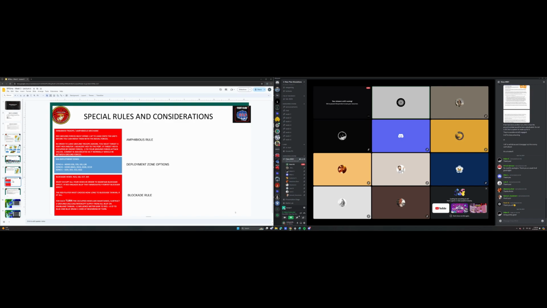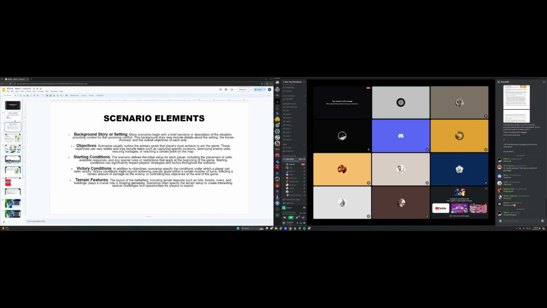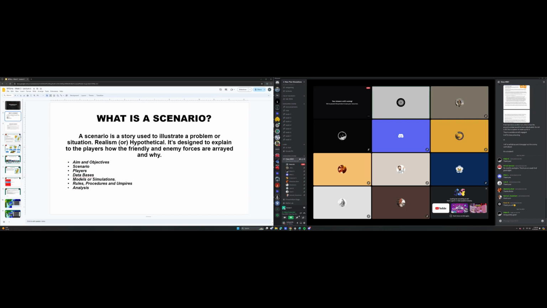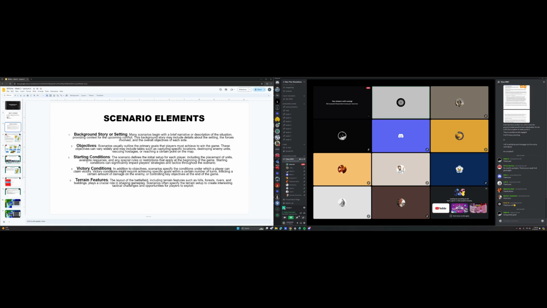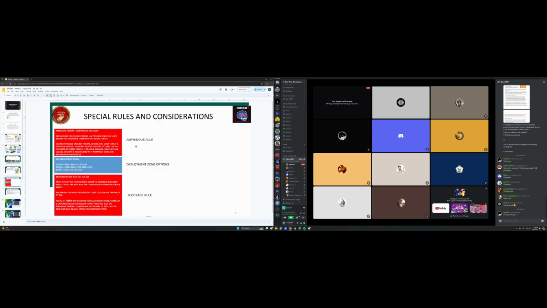This is another slide. So kind of going back into the elements of a scenario. These are going to be part of the conditions, essentially starting conditions, and a little bit of the background setting and story. And so these are the 3 separate mechanics that I made for Littoral Commander. The first one's the amphibious rule.